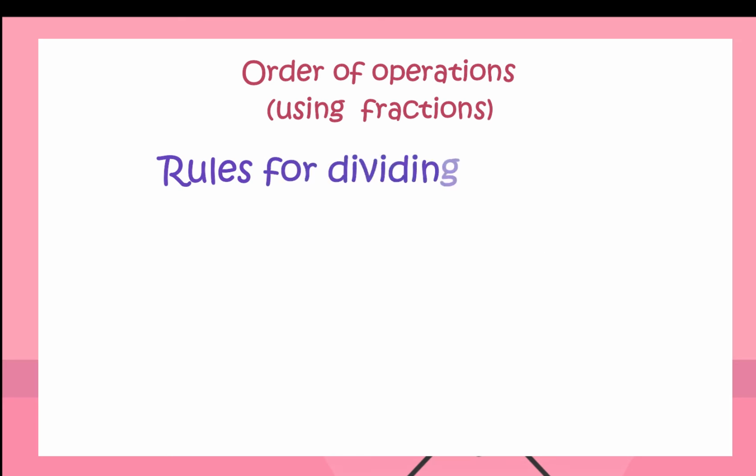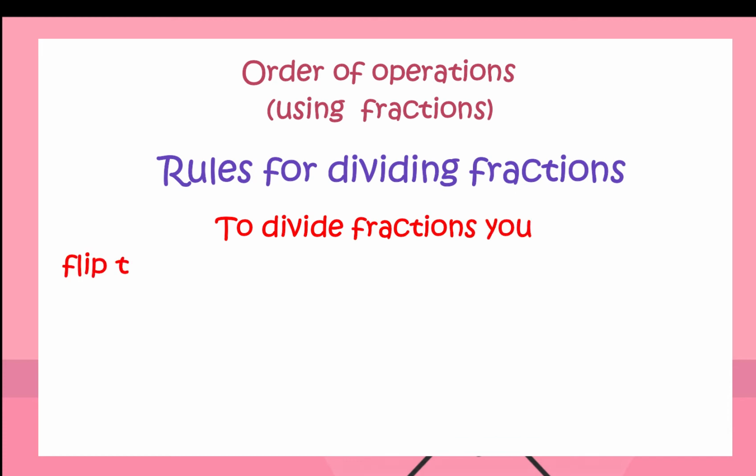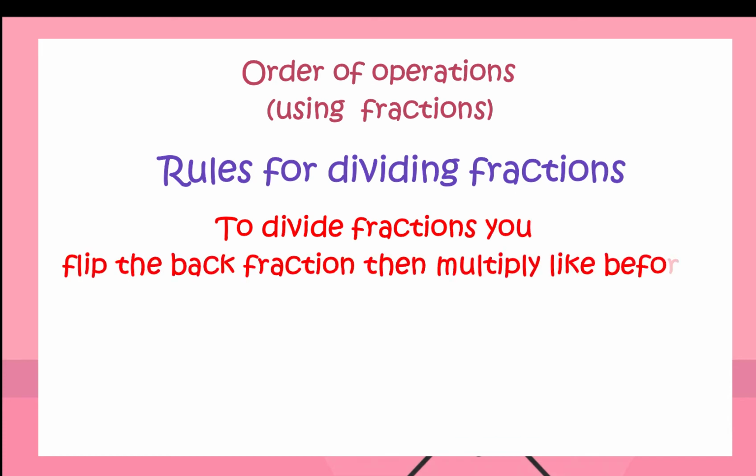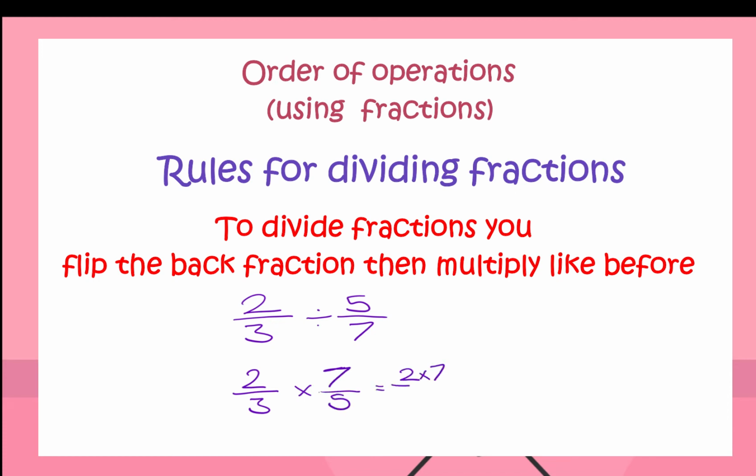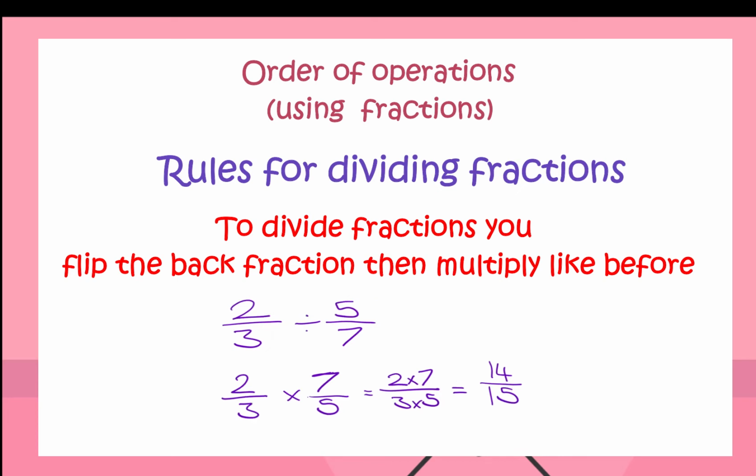Now our rule for dividing fractions is very similar to multiplying, but we have one more step. What you're going to do is flip that back fraction and then multiply like before. So here we have 2 over 3 divided by 5 over 7. You're going to rewrite that as 2 over 3 times 7 over 5. Now you just multiply like normal. So 2 times 7 over 3 times 5 equals 14 over 15, since 2 times 7 is 14 and 3 times 5 is 15.